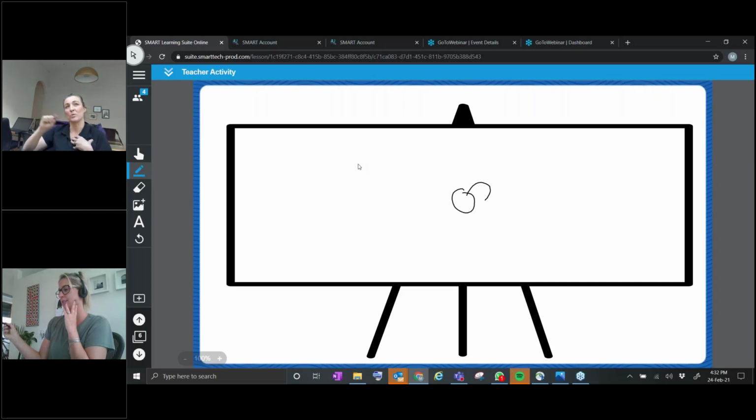And then I just want you to do hooks all the way around the circle until you finish the circle. So hooks, but make sure that your hooks connect, so that when you come out of the circle, they touch the other hook.